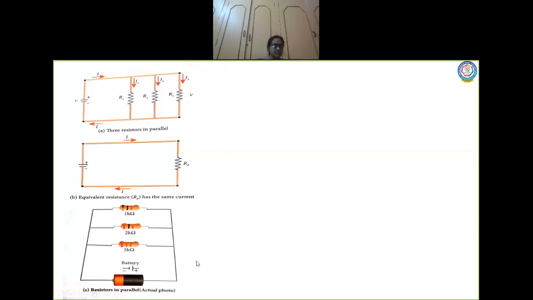Now potential, they have the same potential. Okay, so here, in the last topic we saw that current remains the same, but here potential remains the same. So the potential is going to be the same for all the three resistors, and here we are going to take the value of the total current, children.